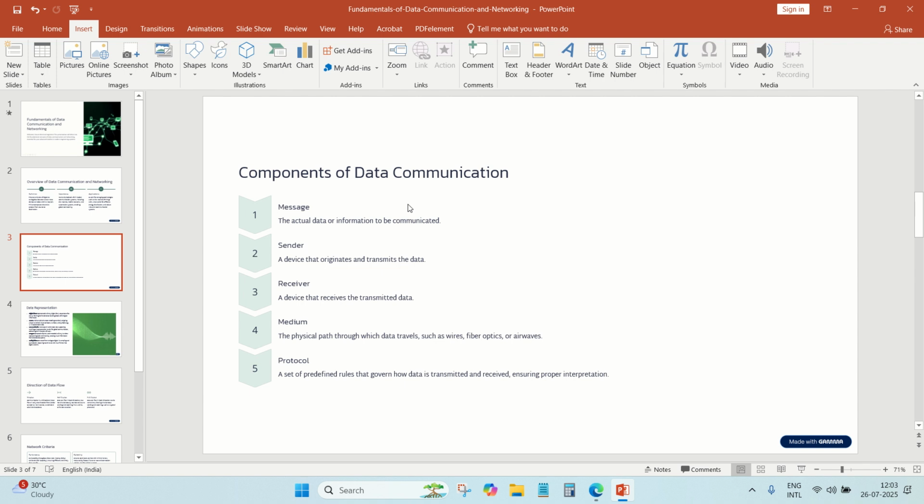Then we talk about the receiver. A receiver is a device that receives the transmitted data. It can be a computer, workstation, telephone handset, television and so on. Medium. This is the physical path through which data travels, such as wires, fiber optics or airwaves.